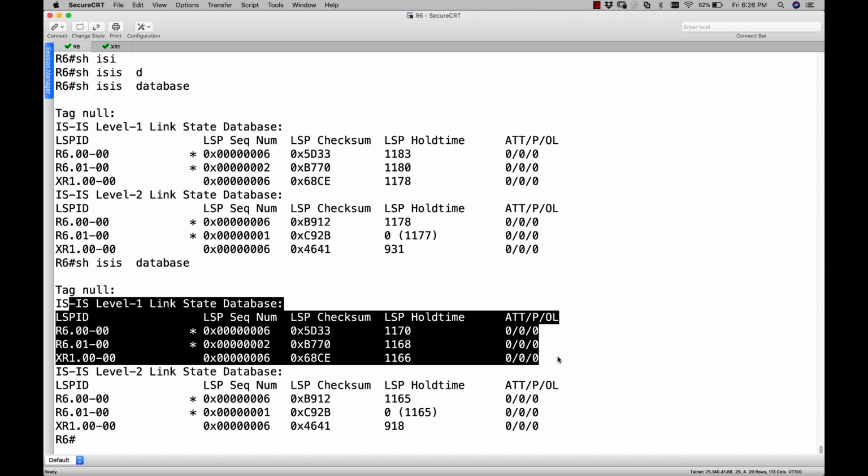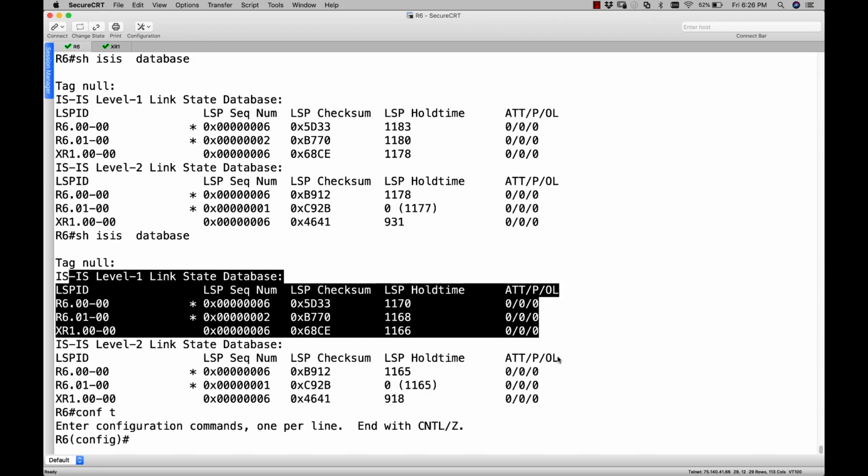In fact, right now it's not going to go away because globally I have not made this router level 1 only. But if I go back to my router and globally turn this router into a level 1 router only, in that case, he would maintain only level 1 information. Right now, he's still going to maintain level 1 and level 2 because only one interface is running level 1. The remaining interfaces may still be running level 1 and level 2.